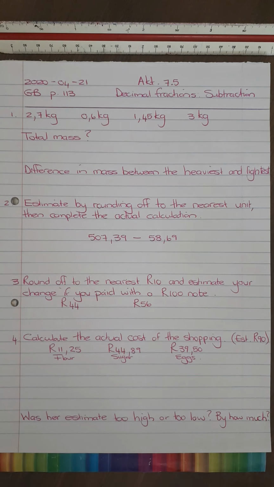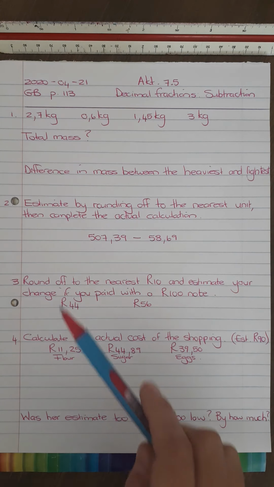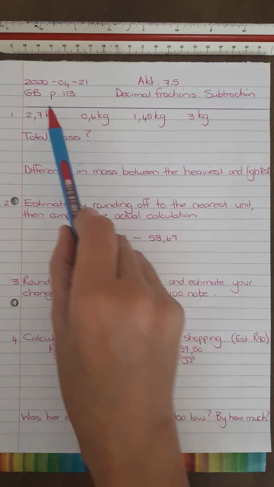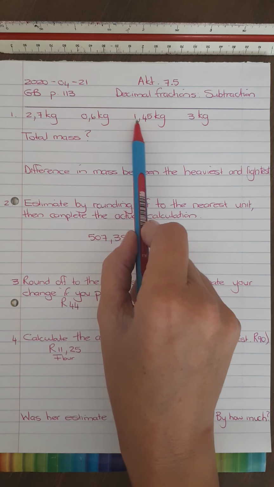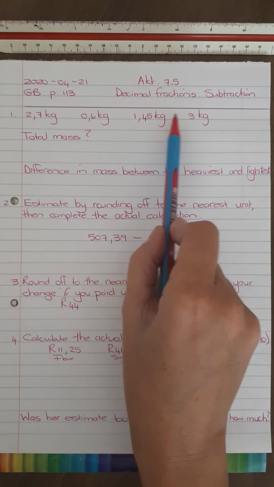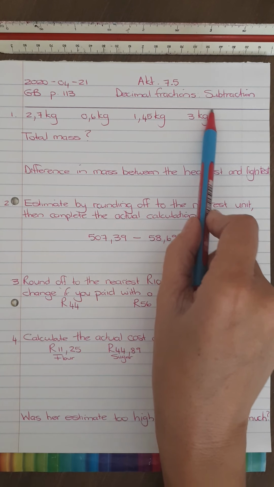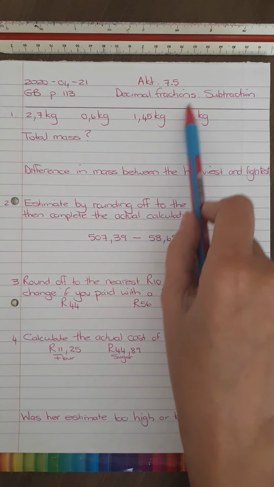Today we are working with calculations using decimals, and we are on page 113, activity 7.5. Now, if you look at number 1, they say look at the mass of each of the items. So here we have 2,7 kilograms, 0,6 kilograms, 1,45 kilograms, and 3 kilograms. Now this one's the one that's going to throw you a little bit.